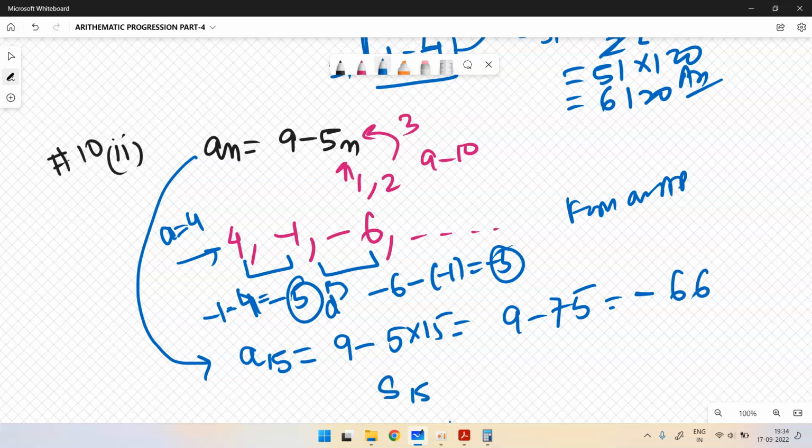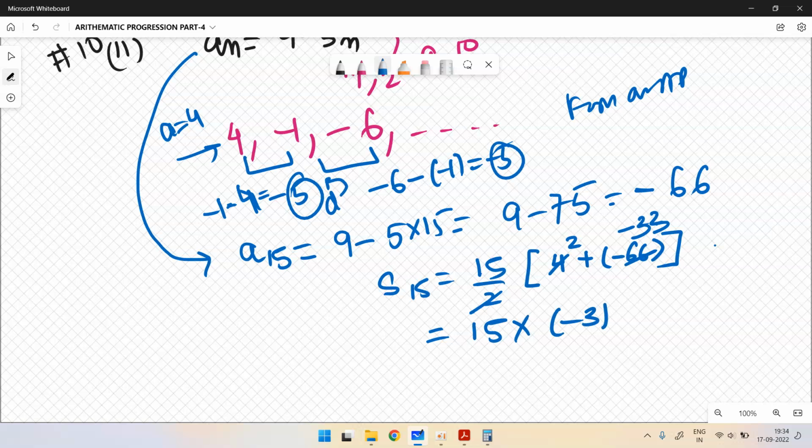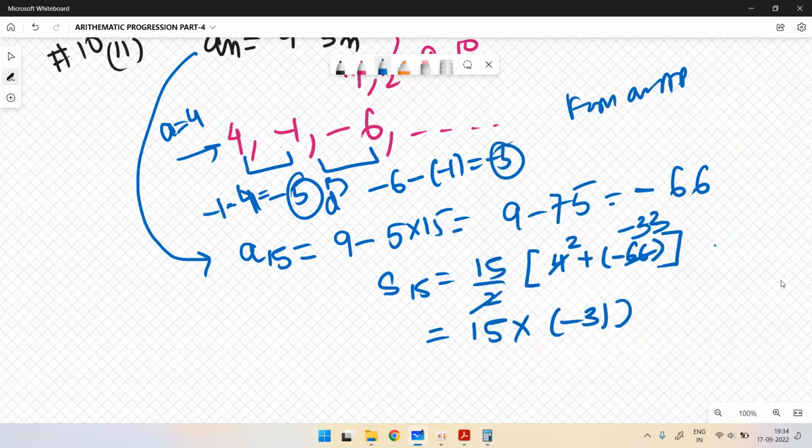So S of 15 is nothing but n by 2 into a plus nth term. That is 15 by 2, where a is 4 and the nth term is minus 66. This can be directly calculated: 4 plus minus 66 is minus 62, and taking 2 from inside, this is minus 31. So 15 into minus 31, which is 465. So the answer is minus 465.